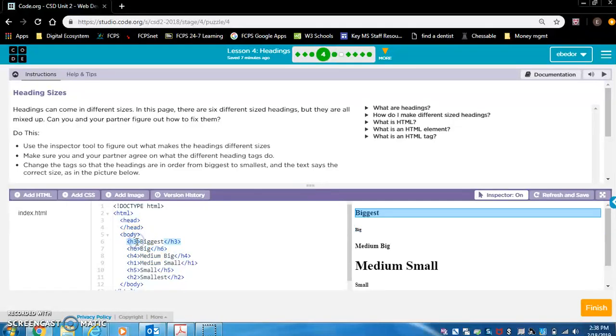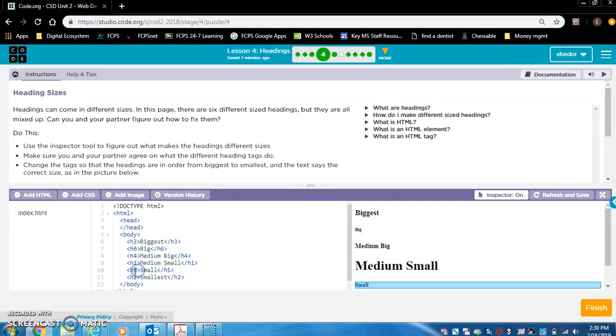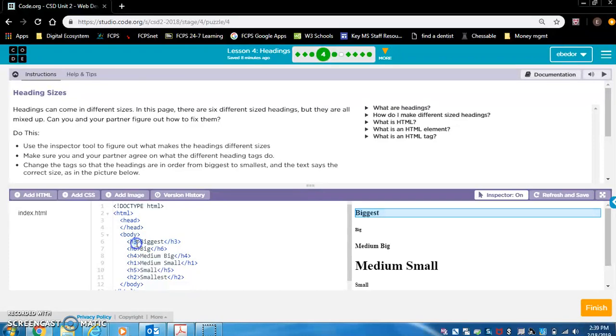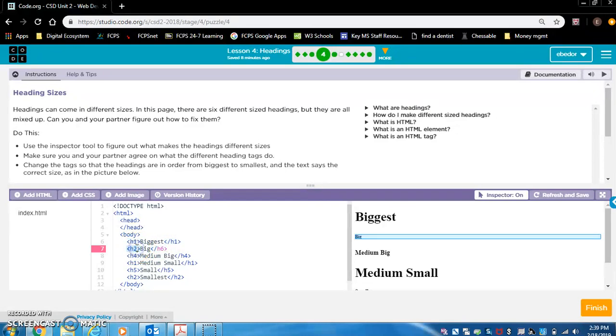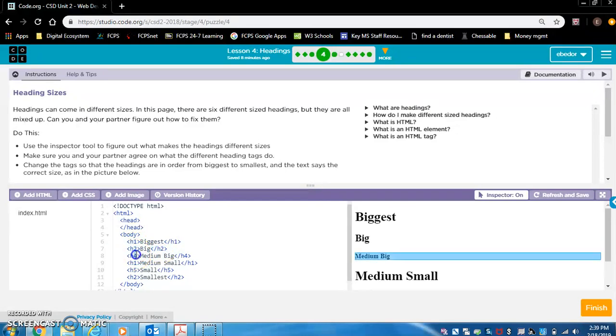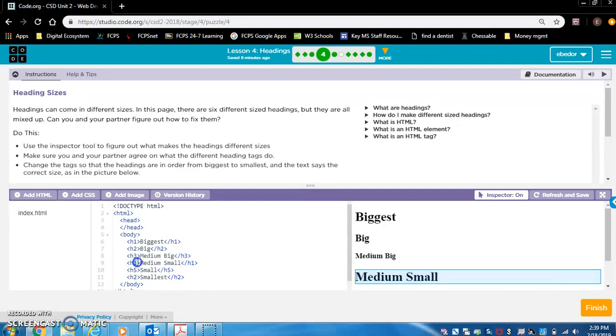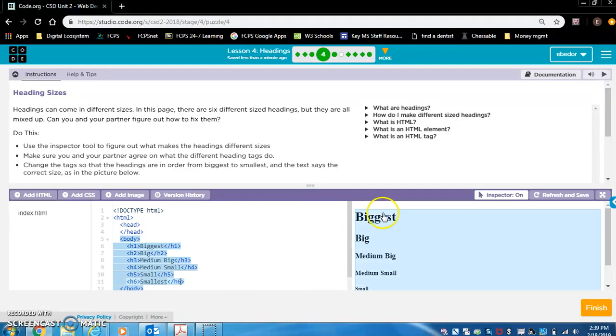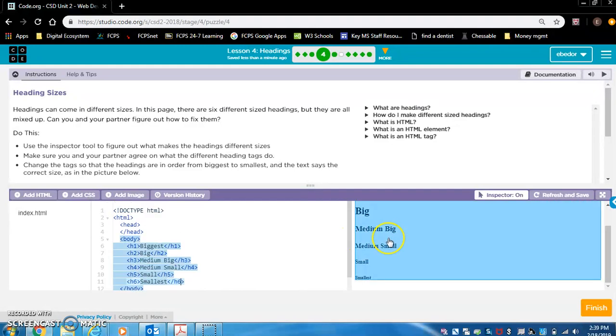So I'm gonna just go down the line, make this 1, make this 2, make this 3, 4, 5, 6. So let's do that. And then we'll change the text after so that it corresponds with its own size. We don't have to change this one. It's already H5. Okay, so it is corresponding.